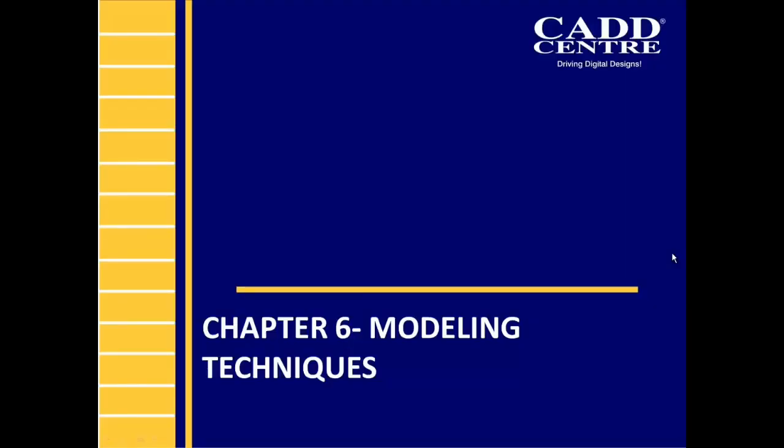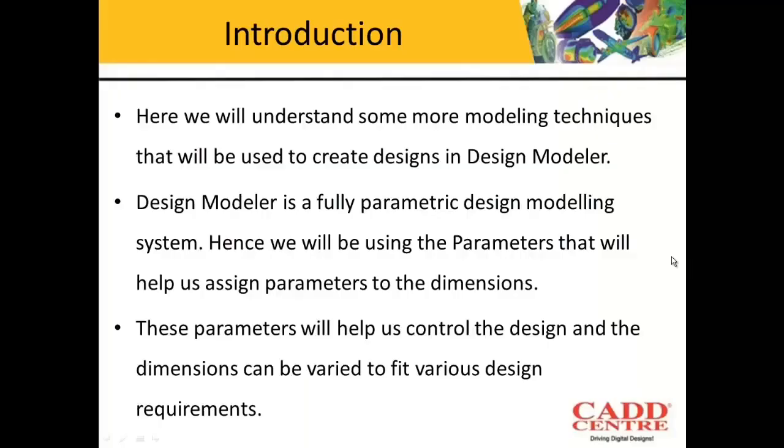Next chapter that we will discuss is modeling techniques. In this chapter, we will be discussing some important modeling techniques that will be used to create better designs. Ansys Design Modeler is a fully parametric modeling system in which we have a parameters tool over here which can be used to assign some relations to the dimensions. These relations will help us to control the design as and when required.